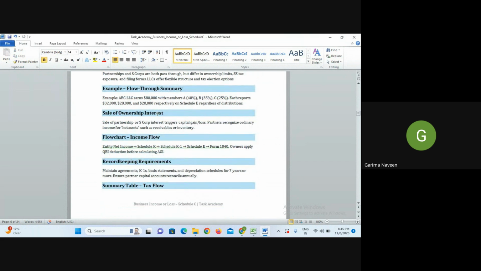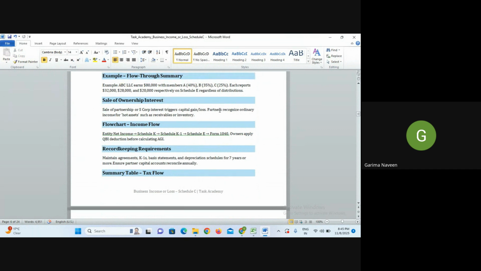Sale of ownership interest. The sale of a partnership or S corporation interest triggers capital gain or loss if you are selling your interest to somebody else. Partners recognize ordinary income for hot assets such as receivables or inventory. Don't worry, it will come in your TCP section, not in your REG section.